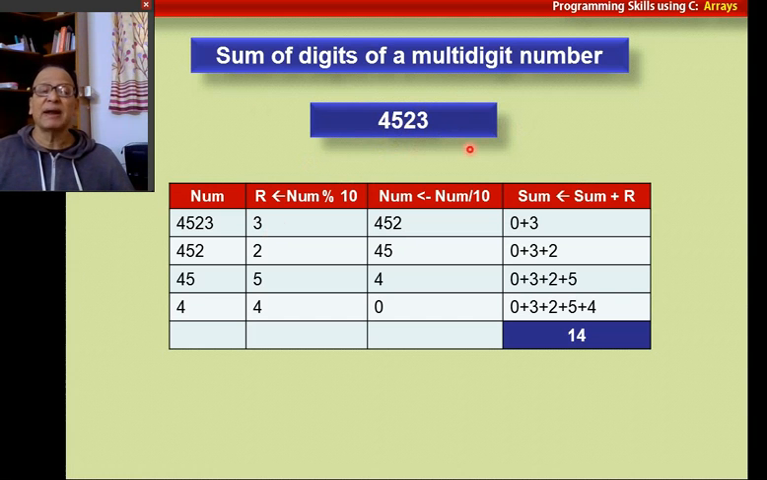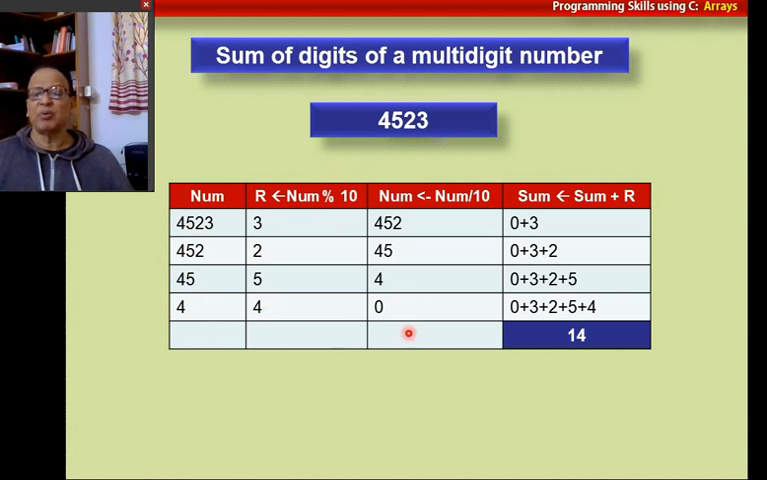How are we going to get each digit of a number? Very simple. You take the number and take modulus 10. For example, 4,523 modulus 10 will give you 3. 452 modulus 10 will give you 2. 45 modulus 10 will give you 5. Then 4 modulus 10 will give you 4, and so on.